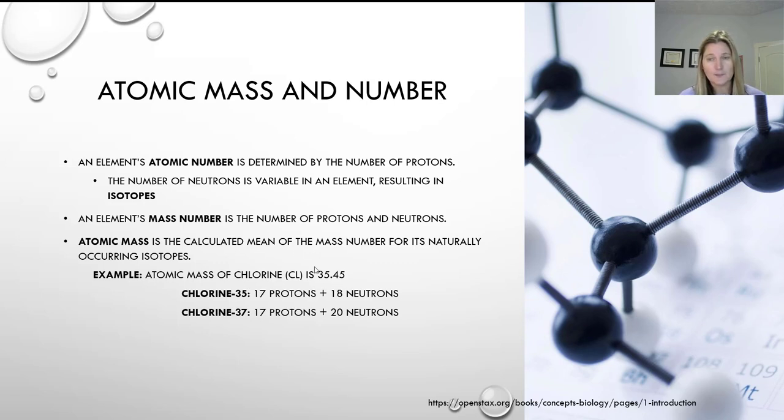But the atomic mass of chlorine in general is 35.45 because we have other isotopes. Here's another isotope, chlorine 37. It has 20 neutrons instead of 18. And so its mass number is 37. So you can see how the number of neutrons does vary within an element. And so we have to kind of average out the mass number of all of these different isotopes to get the atomic mass. So that's why the atomic mass is usually a decimal. It's a little different because we're averaging them out.